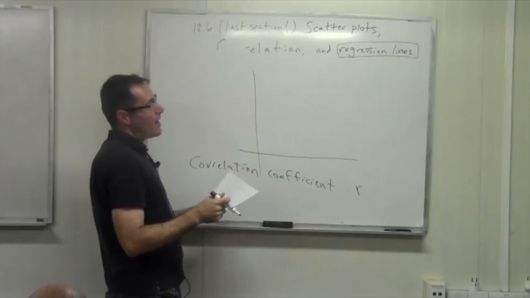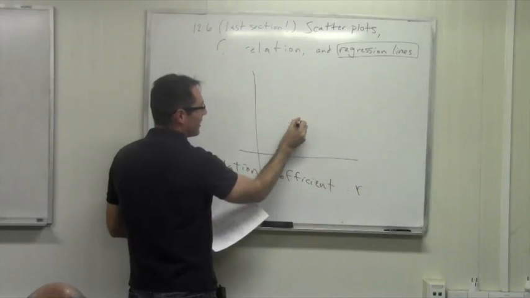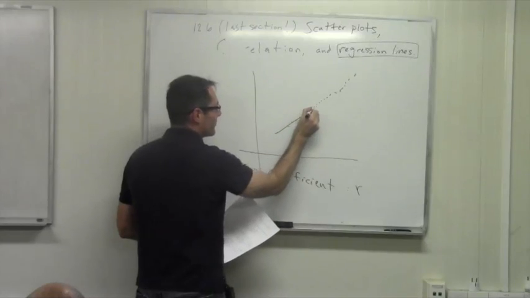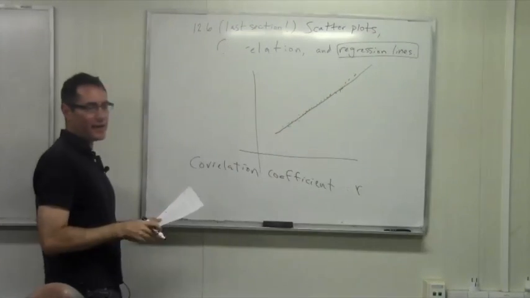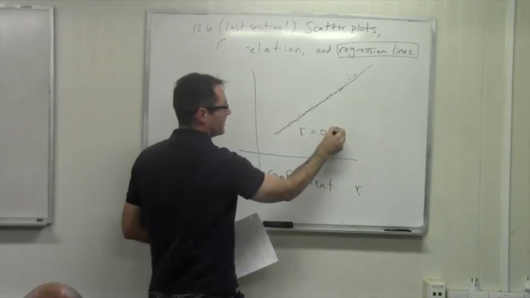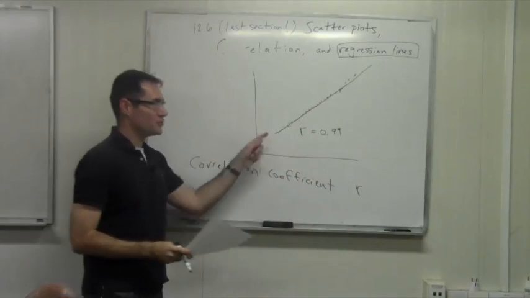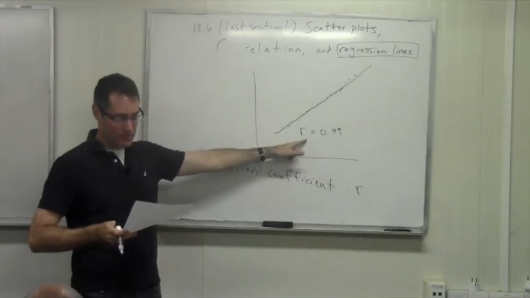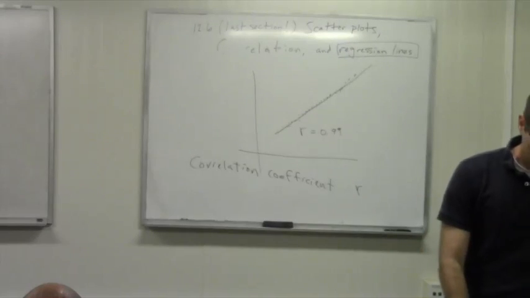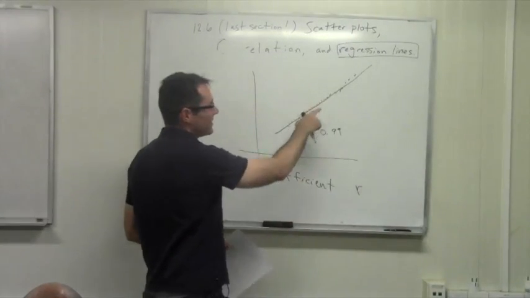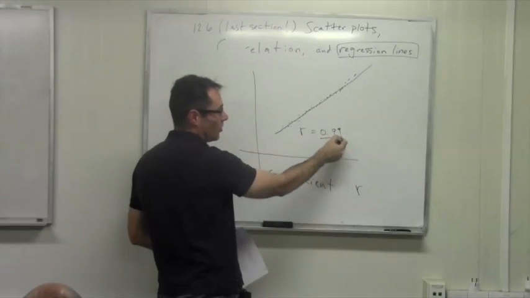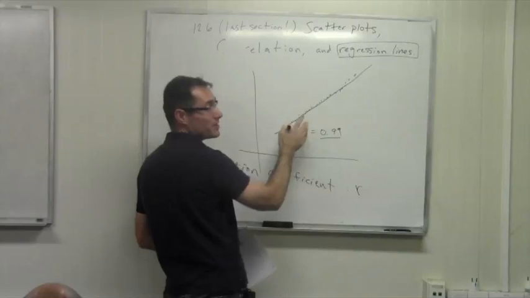Okay? If you have a whole bunch of dots on a line like this, and your regression line goes right through it like that, this is going to be really close. It's going to be like 0.99 or something like that, because it goes right through all those points. If the coefficient of regression is like this, it's called a strong positive correlation. Strong because it's close to 1, and positive because the slope is positive.